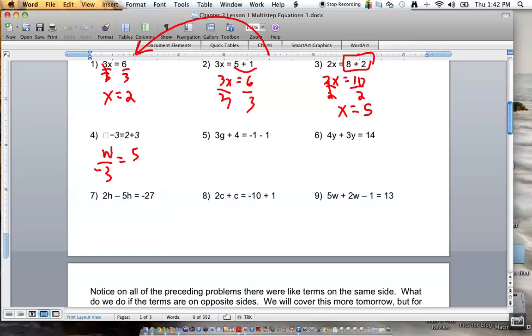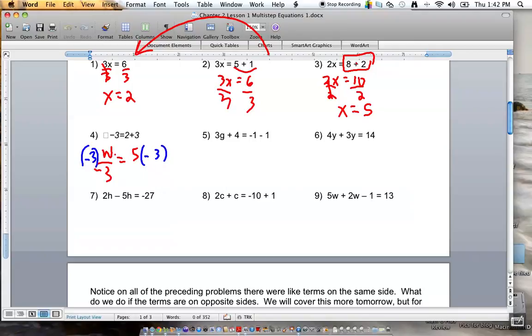I always begin these questions by asking, what's happening to the variable? What's happening to the W right here? It's being divided by -3. What's the opposite of dividing by -3? Multiply. By what? -3. So I have to multiply both sides by -3.